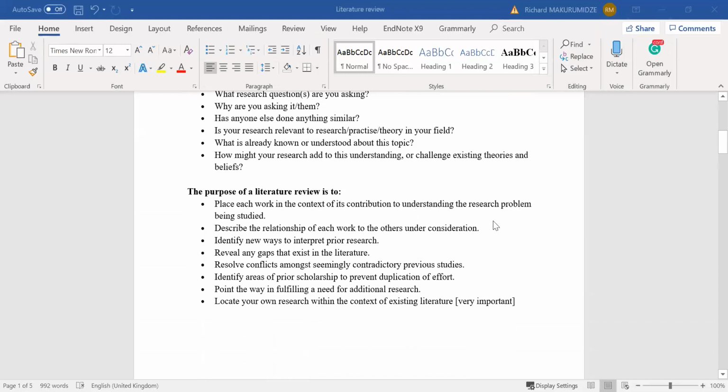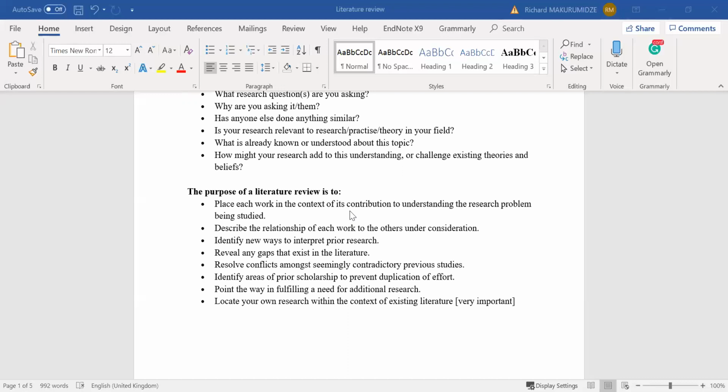I think it's just a repetition of some of the issues. What is the purpose of a literature review? It places your work in the context of its contribution to understanding the research problem. It describes the relationship of your work to others under consideration. Remember, as you do your literature review, you are telling us what other researchers have done. So you are linking your work with other researchers. You identify new ways to interpret prior research.